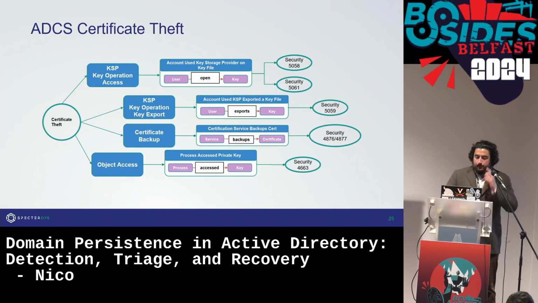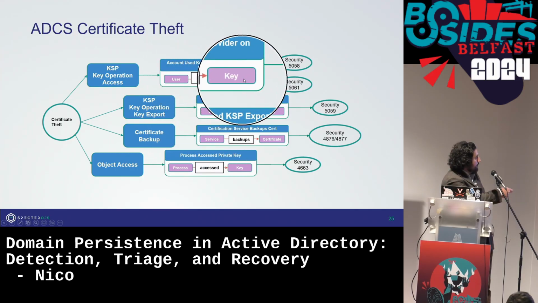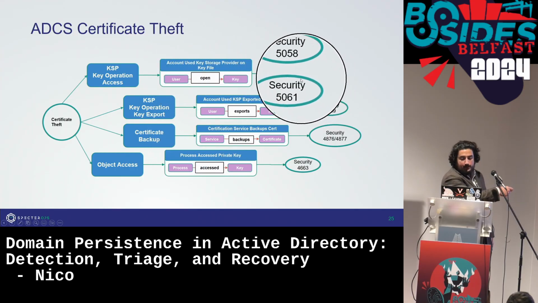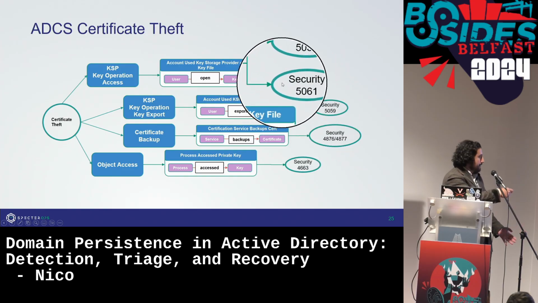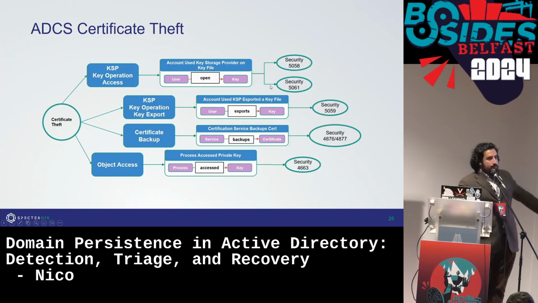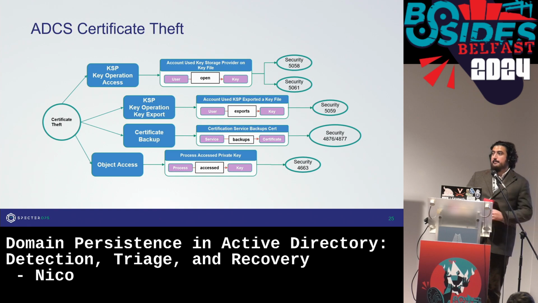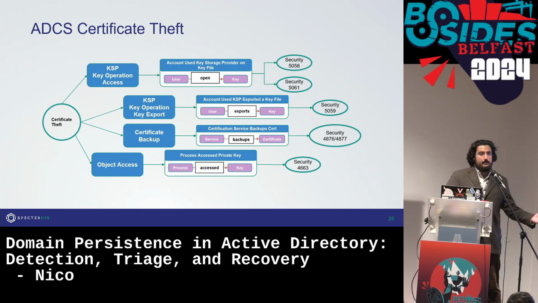And we have here some of the events we care about, right? So I'll break this one down a little. For account used key storage provider on key file, we have user open key, security event 5058, the operation on key file was conducted with KSP, right? So again, each one of these events might not in themselves say anything important to us, but when they're all linked together, they tend to point towards adversary behavior, which is what we're trying to highlight, right?